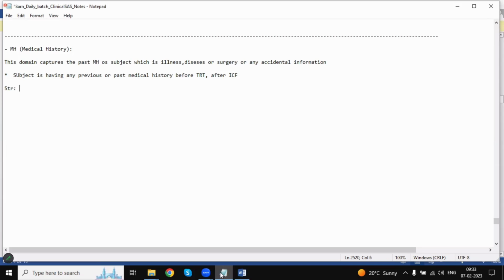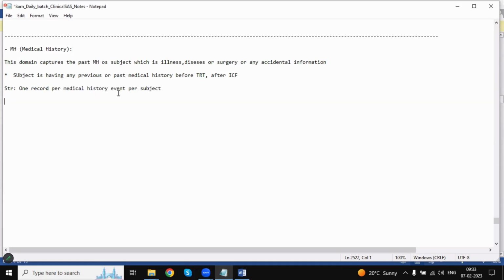Okay. So what's the structure of the domain? One record per medical history event per subject. That means for each event, you're going to have one observation. For example, if one subject has 3 medical problems, for each medical problem you're going to have one observation. So 3 medical problems means 3 observations in the output data set.